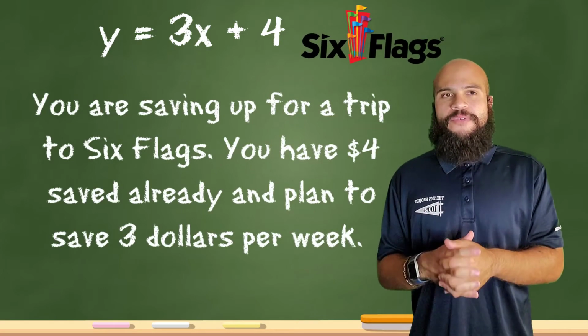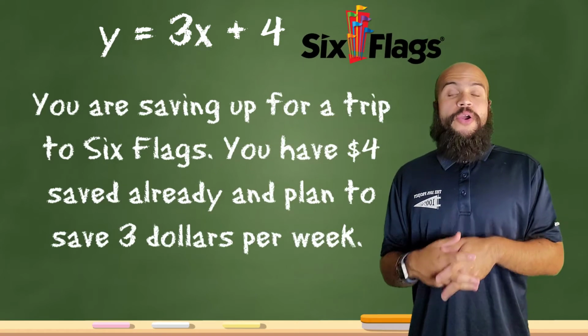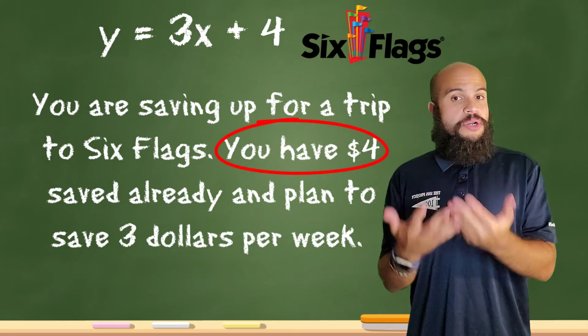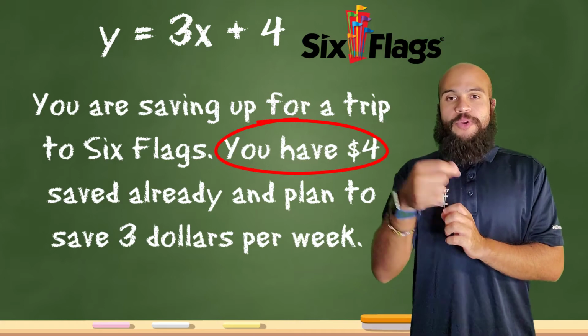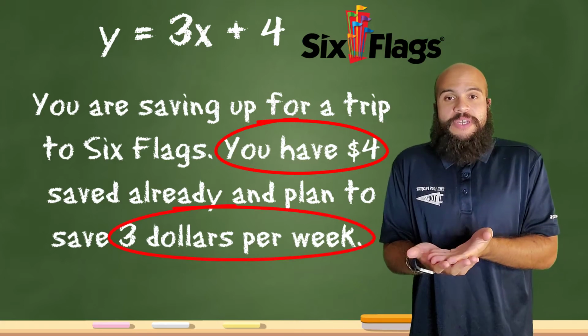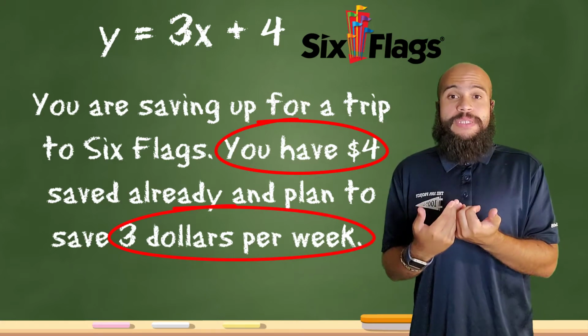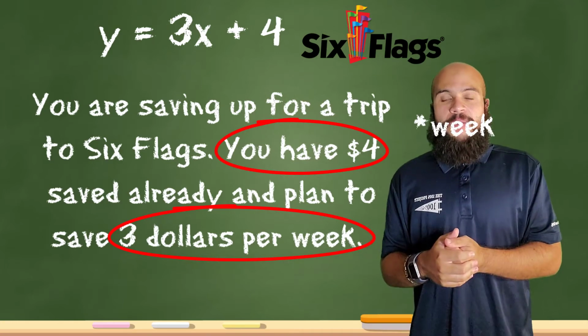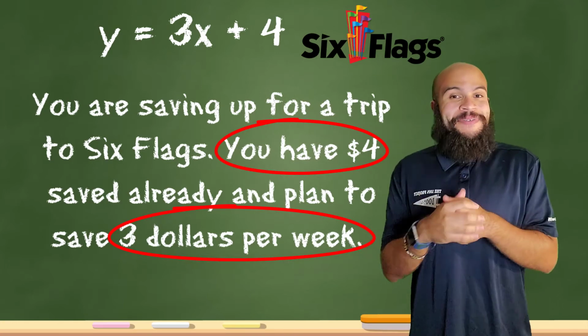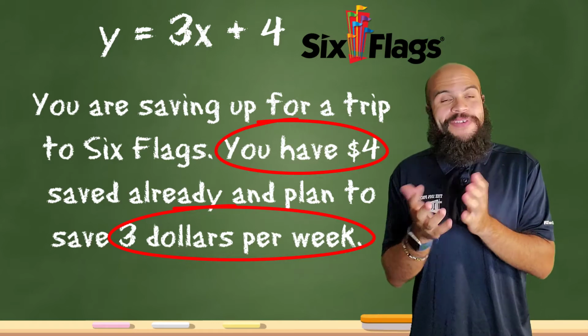Now, in terms of a real-world scenario that could be represented by this equation, say you're trying to save up for Six Flags. You already have $4, which is our starting point or y-intercept, and you want to save $3 per week until you have enough to go. 3 represents our rate of change. It is 3 every day. This is our slope, which is good. It's what we're talking about a lot here and through this week.